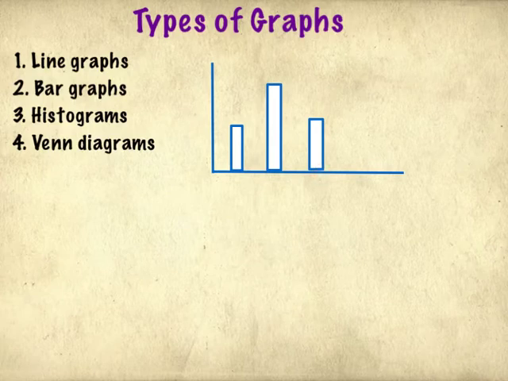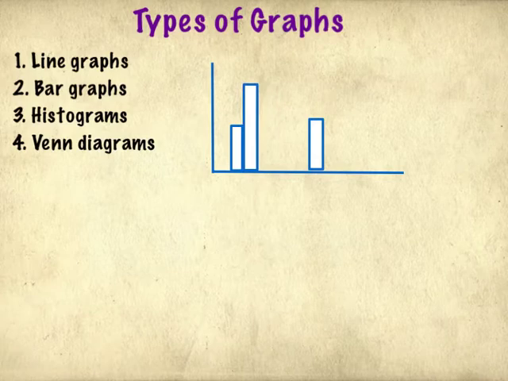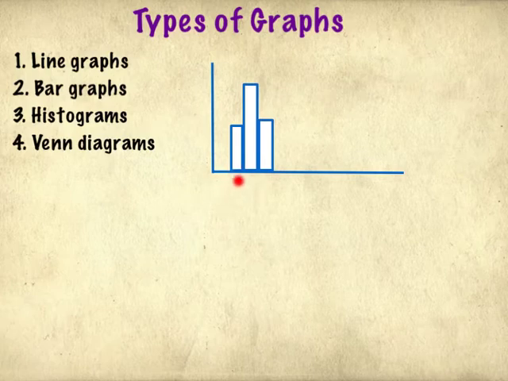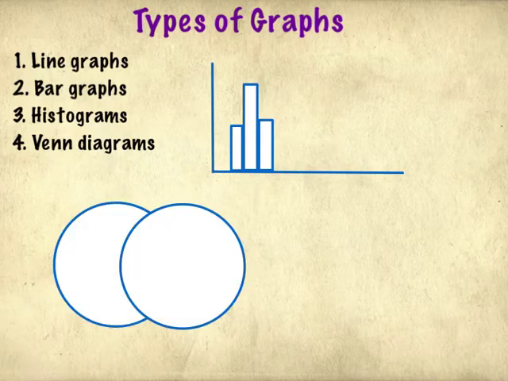Histograms are like bar graphs, except we have the bars touching at all times because we are showing a range of data. Oftentimes, down here, instead of just having blue under the bar, you would have 1901 to 1910 or something. And Venn diagrams are circles.